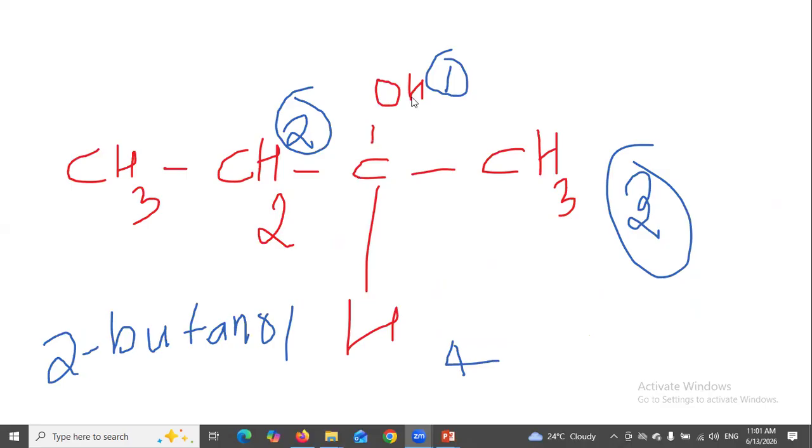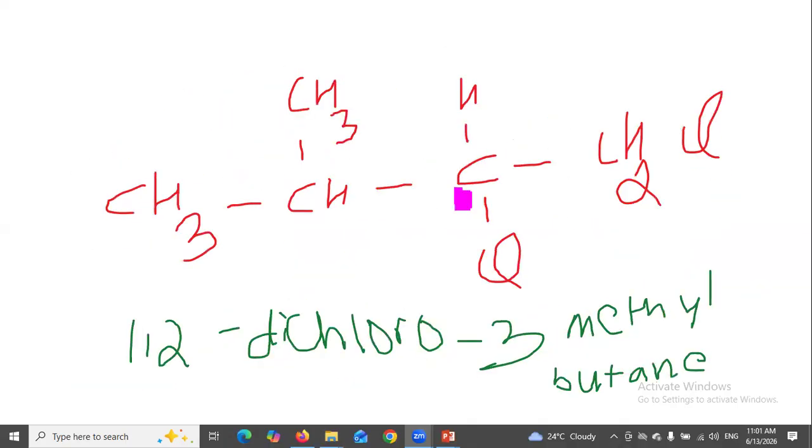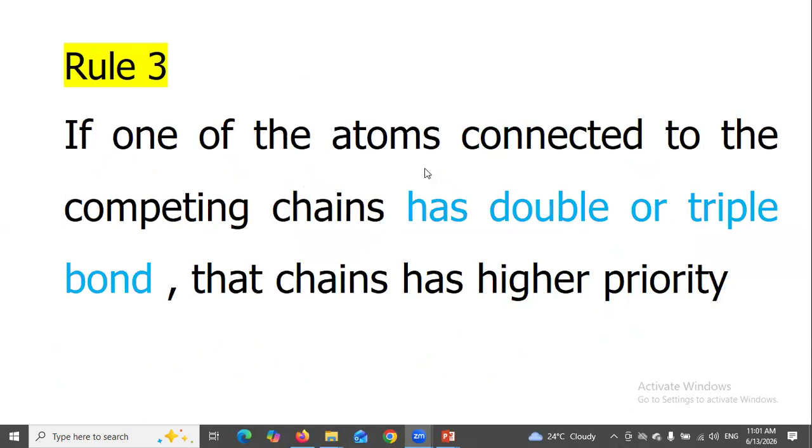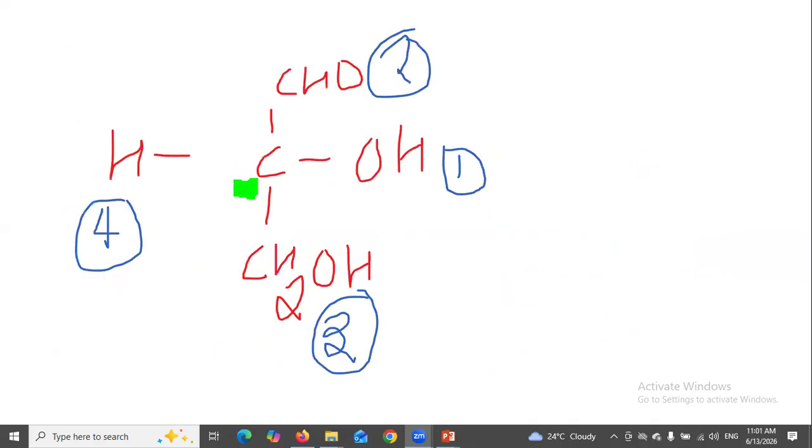Number one is the highest atomic number, and then after it comes hydrogen, and then after it carbon. So this is second priority, third priority, fourth priority. If one of the atoms connected in the chain has a double or triple bond, that chain has higher priority. Number one, this is due to higher atomic number. This is the double bond with oxygen of the carbon, so second priority. And this is the third priority, and this is the fourth priority.